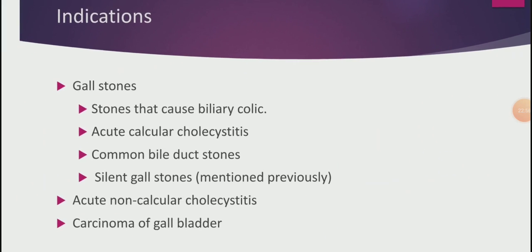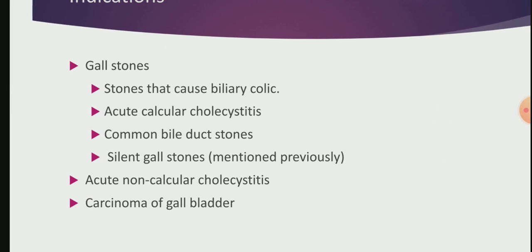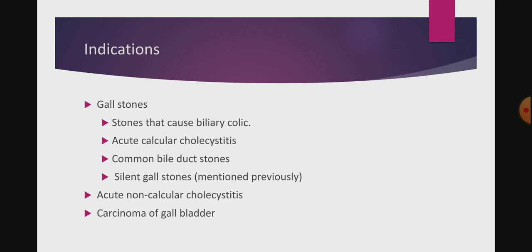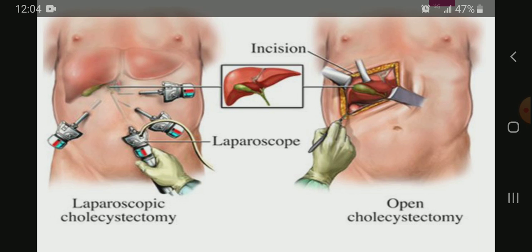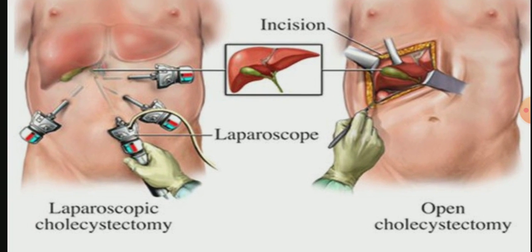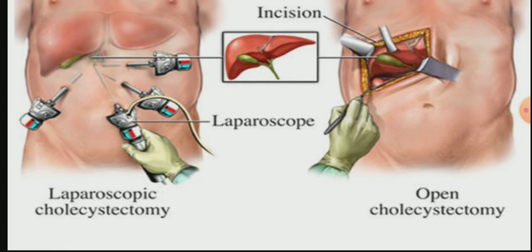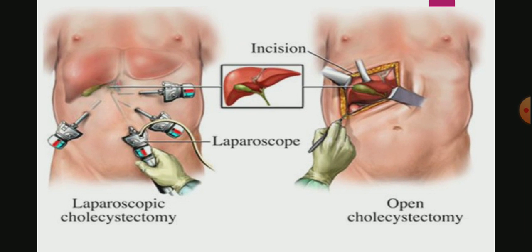Indications of cholecystectomy: gallstones that cause biliary colic, acute calculous cholecystitis, common bile duct stone, silent gallbladder stones mentioned previously, acute non-calculous cholecystitis, and carcinoma of the gallbladder. All of these are indications for removing the gallbladder. That means cholecystectomy. It can be done as laparoscopic cholecystectomy by use of 4 holes, or by open cholecystectomy under general anesthesia, both of them.